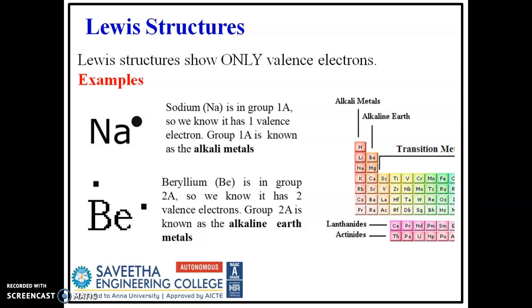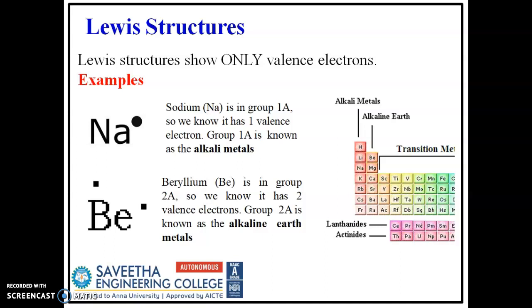So in valence bond theory, first we are going to discuss Lewis structures. This structure shows only valence electrons. Here we consider sodium and beryllium.